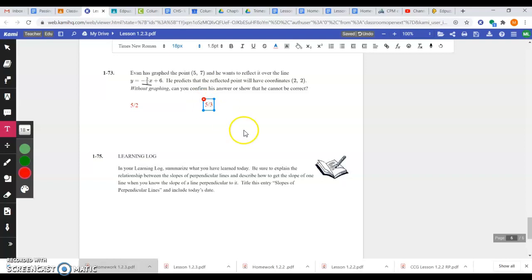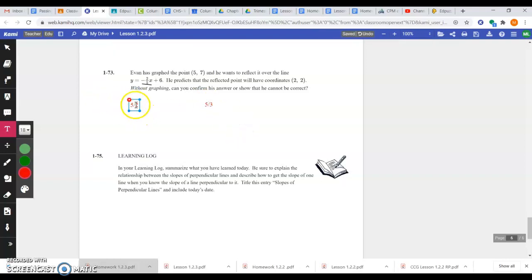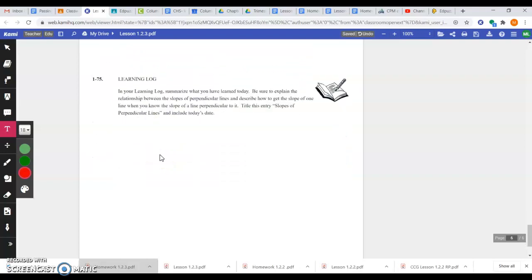And so what I see here is that if these were truly reflected, I would need a slope of 5 over 2, but these points actually have a slope of 5 over 3. And so without graphing it, I can confirm that they did not reflect because they should have had that opposite reciprocal slope.